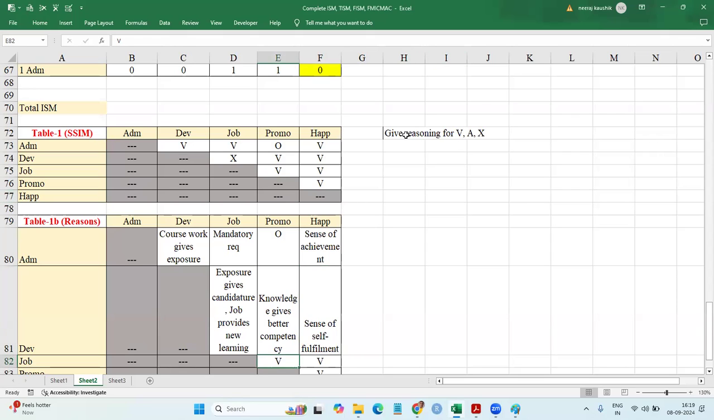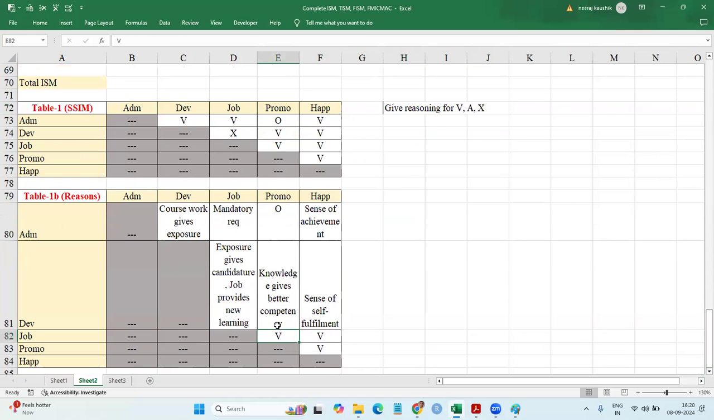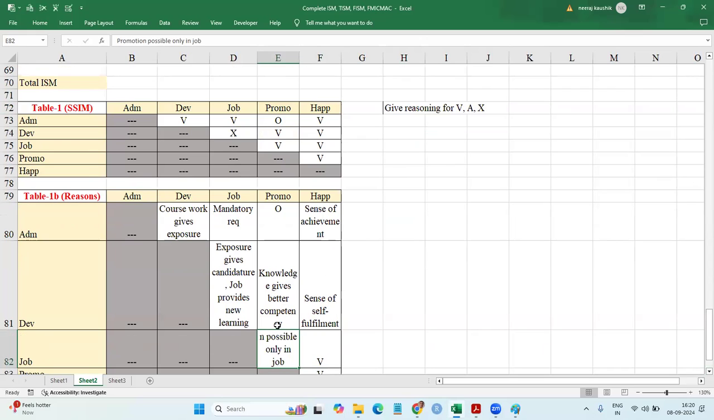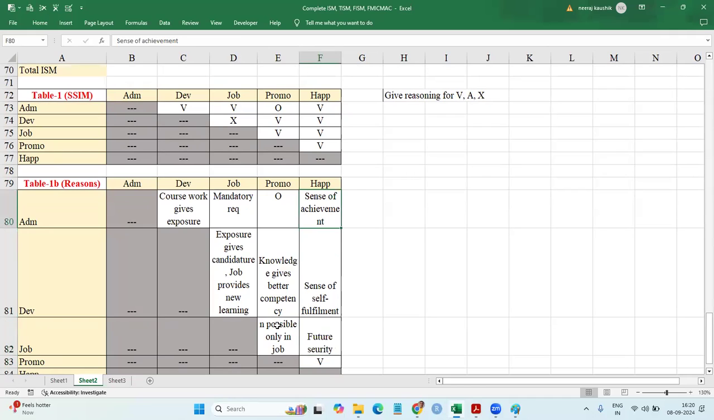So remember, wherever VAX is there, you must give the reason for the same. Job required for promotion. Yes, promotion is possible only in a job. If you are not in the job, how will you get the promotion? Job gives you happiness. Yes, sense of achievement or future security will be there. And promotion gives you happiness. Yes, a sense of achievement is there.